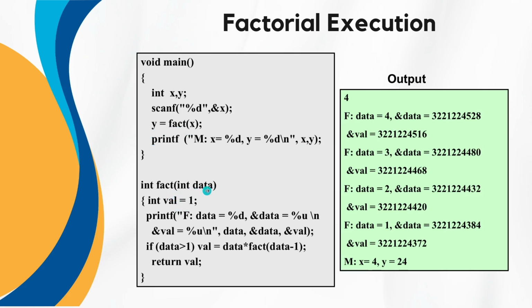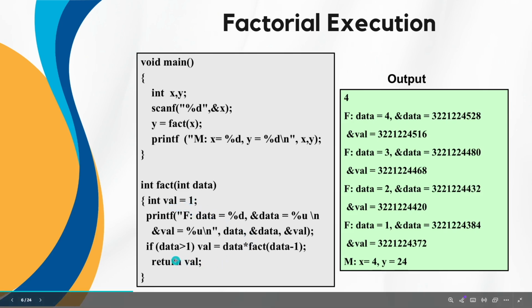It takes x as the argument. In place of x we have data here. So, within the fact function, just for the sake of demonstration, we print the value of data, the address of the variable named data, and the address of the variable named val. Initially, we have declared a variable named val with value 1, right.